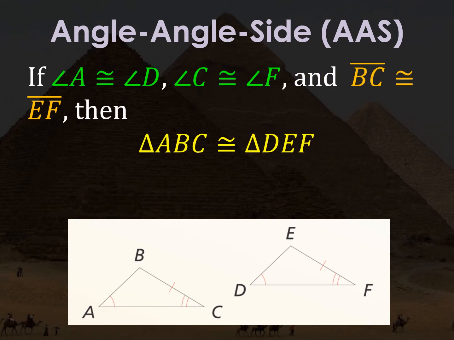So in these triangles, angles A and D are congruent, C and F are congruent, and now side BC is congruent to EF. Notice that that is not the included side. Nevertheless, by AAS, triangles ABC and DEF are congruent.